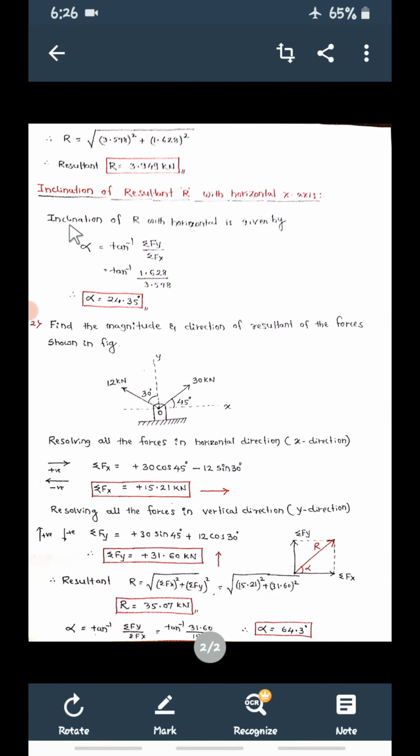So R is equal to square root of summation Fx square plus summation Fy square. So resultant is equal to 3.949. Okay, resultant R is equal to 3.949 kilonewton. Okay, right. So this is one thing.